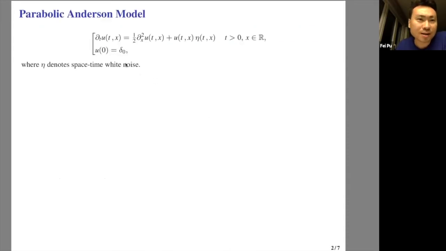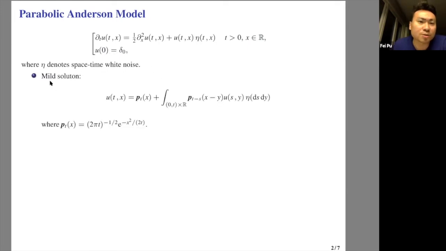All right, now let's look at the parabolic Anderson model. This is a spatial stochastic heat equation. In this equation, u(t,x) denotes the solution to the parabolic Anderson model, and here eta denotes the space-time white noise. Here we only consider x in R, the one-dimensional case. And we will assume that when t is equal to 0, the solution starts from the Dirac measure at 0. So u(0) is equal to delta 0. This is a delta initial condition.